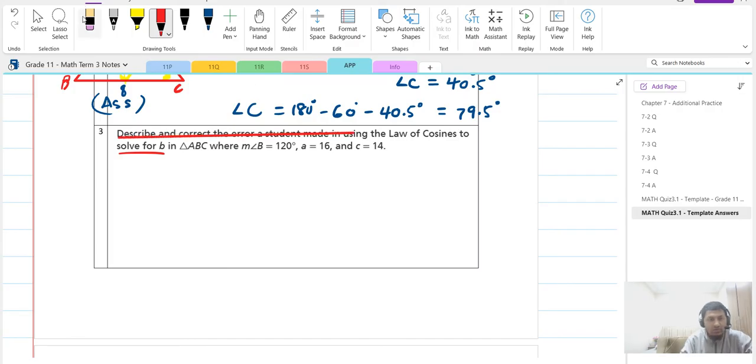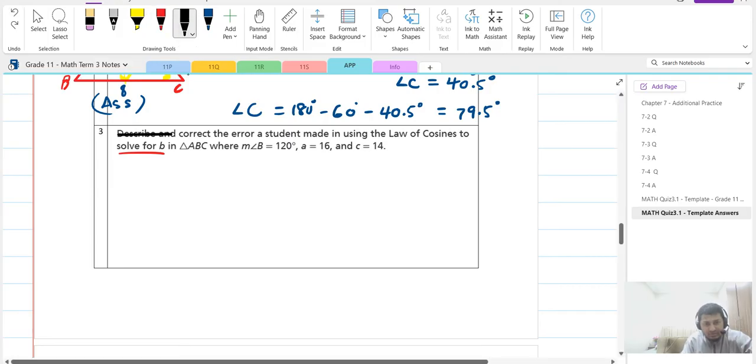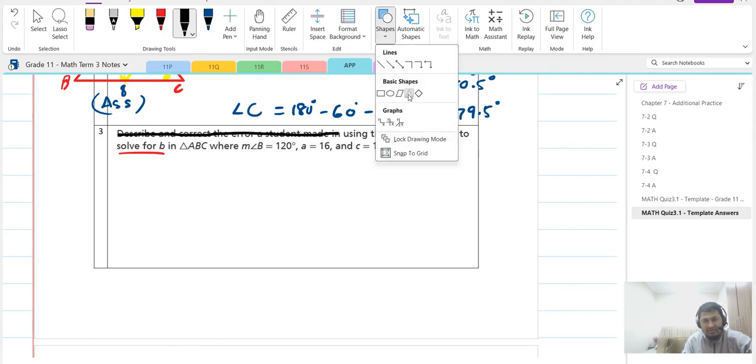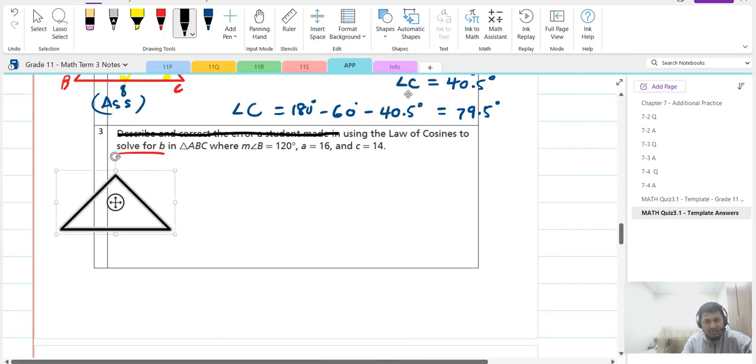So it should be, because I didn't give you where's the error part. So let's see, using the law of cosine to solve for B in triangle ABC. So let's draw triangle ABC. Now they're even telling us what to use, law of cosines, so no need to think.